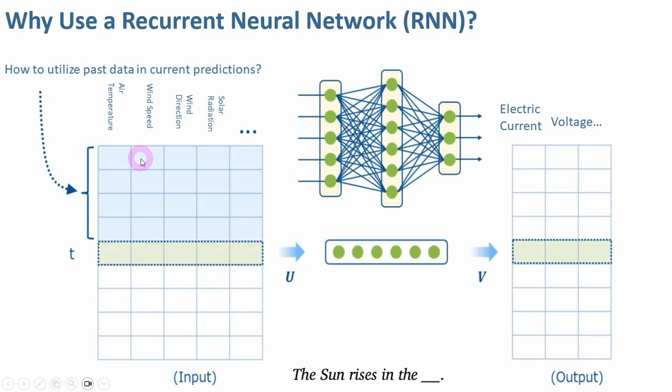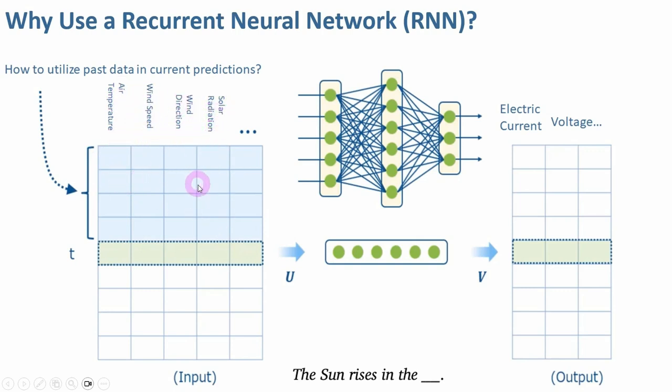Problem with standard feed-forward networks. In a normal neural network, each input is treated independently. This works for many tasks, but fails when the order of data matters. Example, sequential data. A sentence is a sequence of words. To predict the next word, you need to remember the previous words. Similarly, sensor data over time, e.g., temperature, wind speed, wind direction, solar radiation, is a sequence.